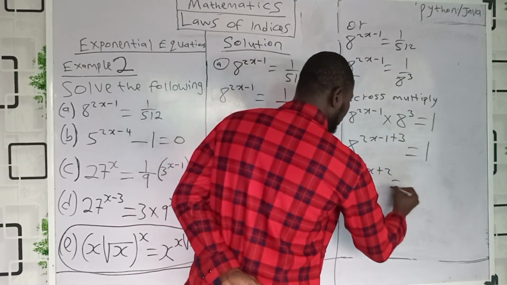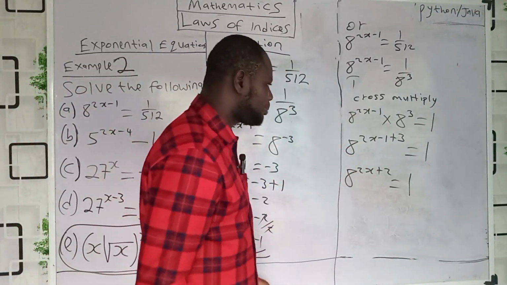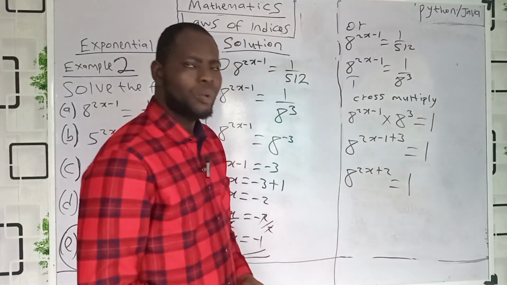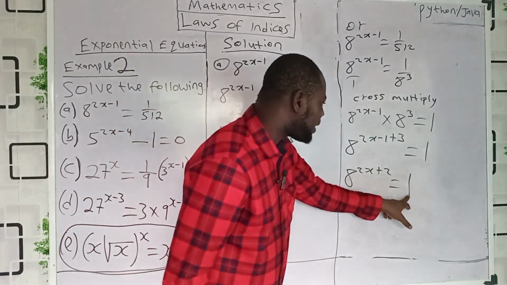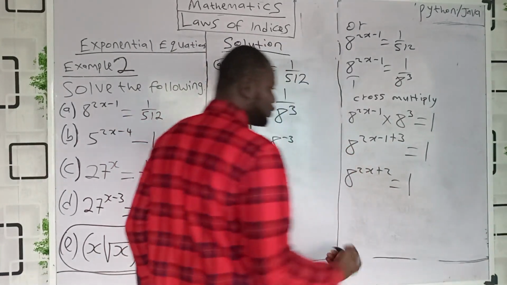Plus 2, equal to what? 1. Now, everybody, this is lovely. I have 8 raised to power something here, but I have 1 here. What will now happen? Can I express 1 as 8 raised to power something? Yes, I can say 1 is 8 raised to power 0.